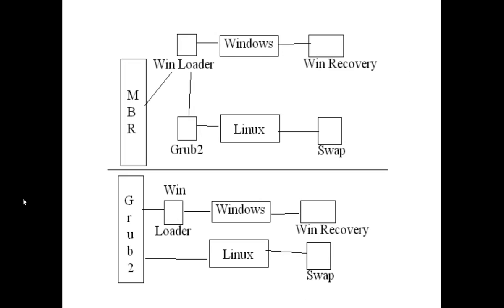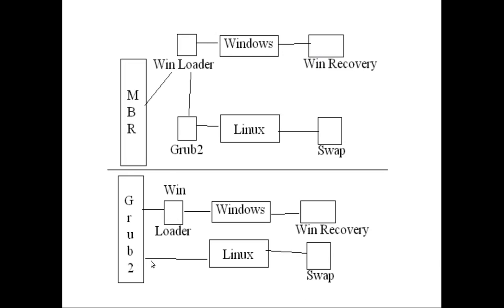And here is the difference between the two. So up top here we have the master boot record, which will then go to Windows and have an option for Grub. So it's got the option for Windows and it's got the option for Linux. So this is the setup that Matthew is describing in his video.